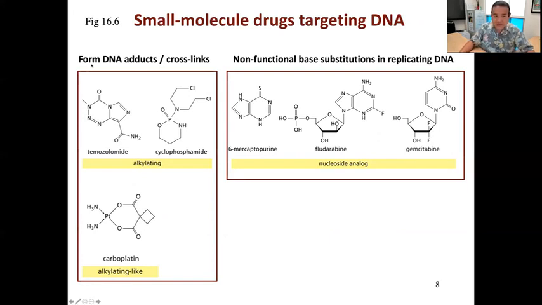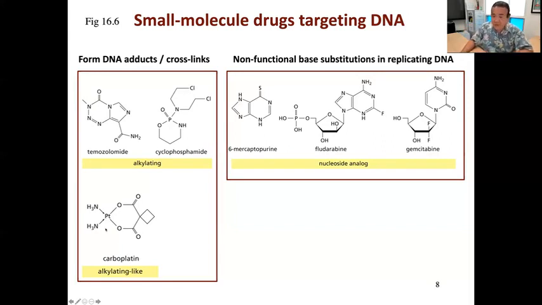So some of these form DNA adducts, or they cross-link with DNA in an attempt to mess up the structure of the DNA so that the cancer cell cannot properly utilize the DNA and it cannot properly divide. Many of these are small compounds, like alkylating agents, like these over here. They simply form covalent bonds with DNA.